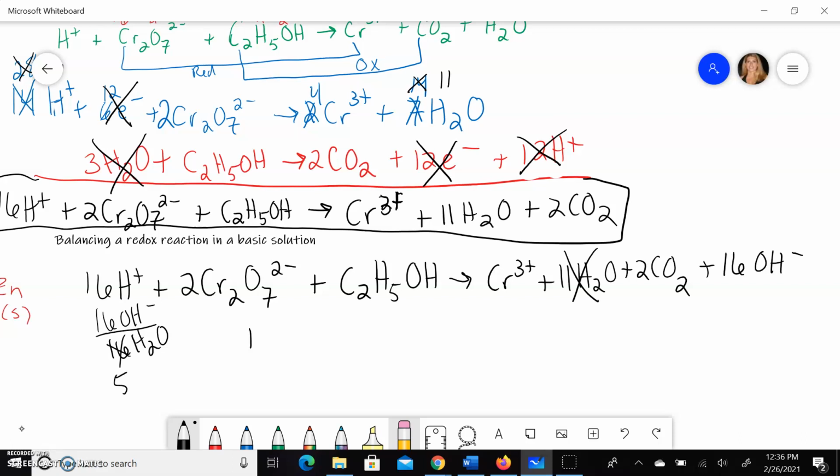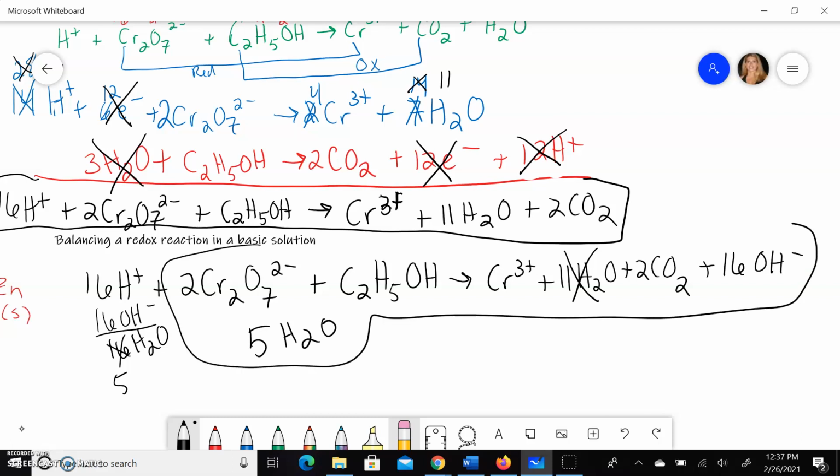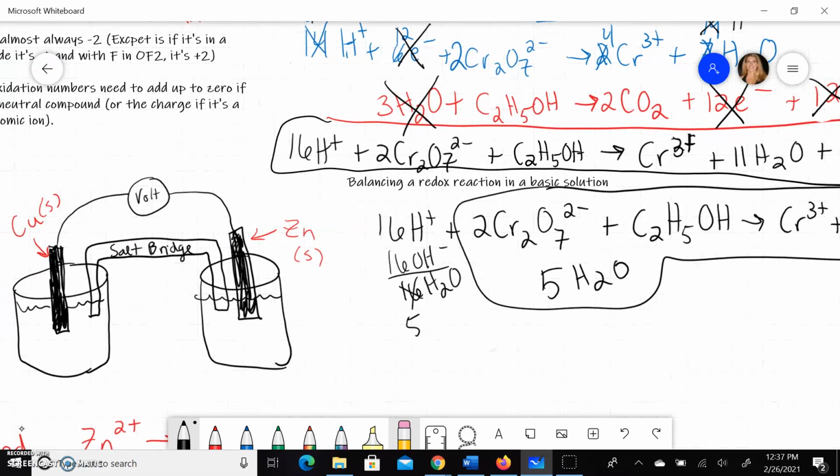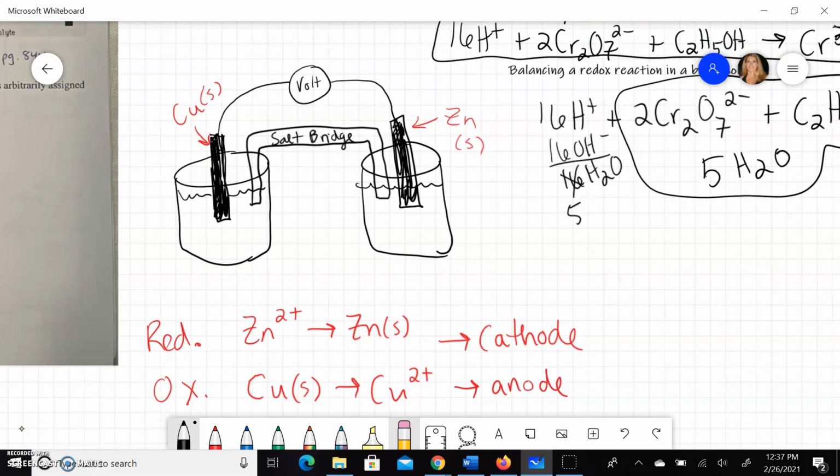So the final answer would have 5 waters on this side, and then the whole rest of the reaction would be complete. So that's in a basic solution. All right, so let me show you how this now applies to electrochemistry.